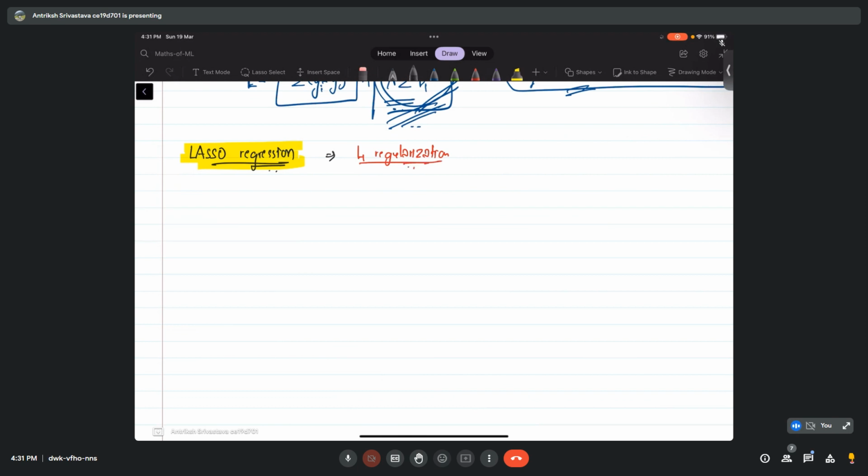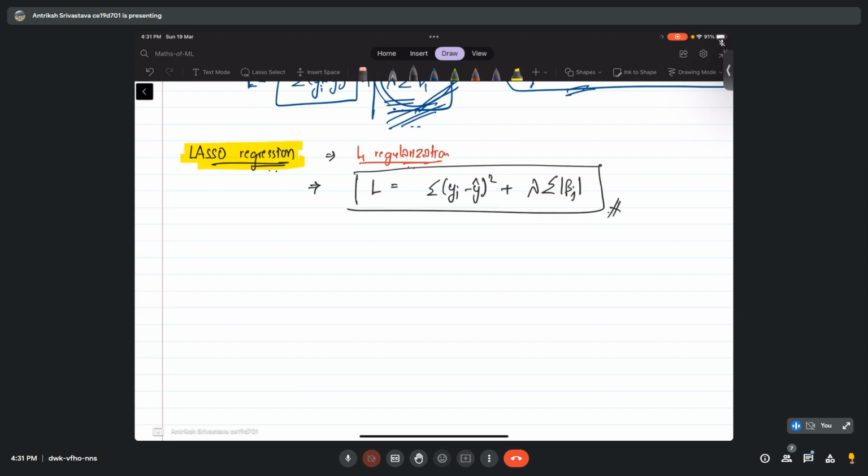Okay, so what's the difference apart from these two, L1 and L2? The difference is in the cost function again. So the cost function is now modified into this. Instead of adding the square of the coefficients into the cost function, we add the absolute value of the coefficients.